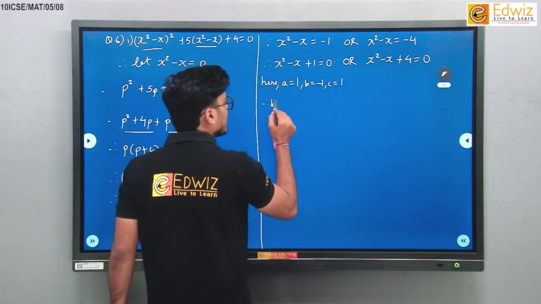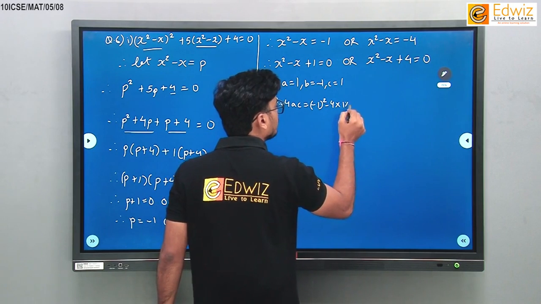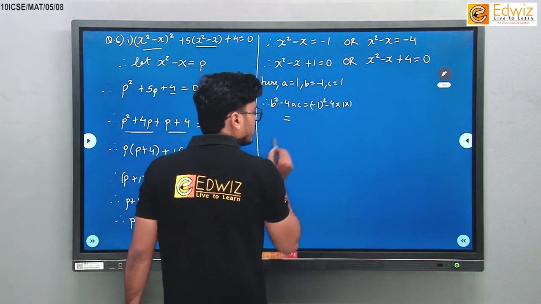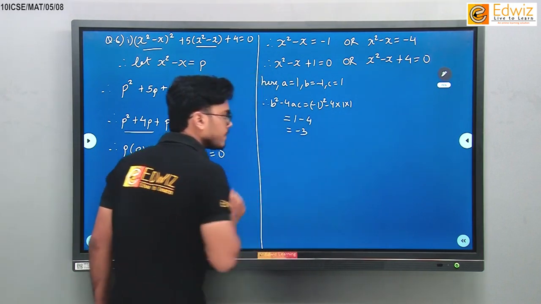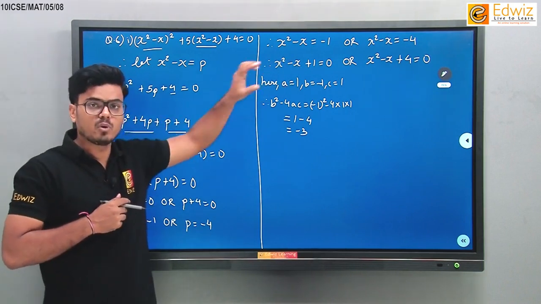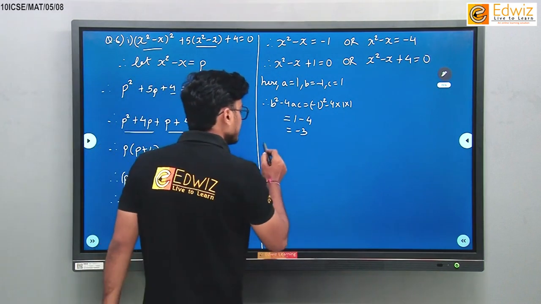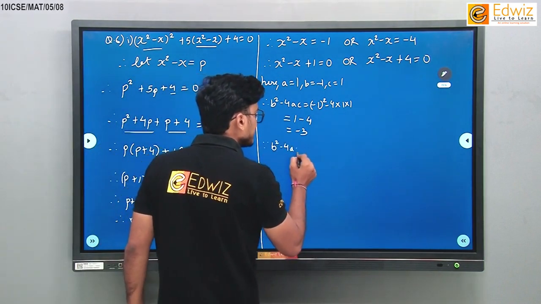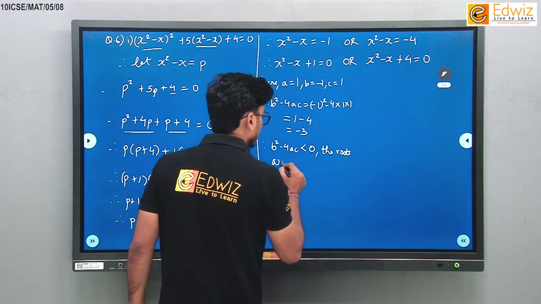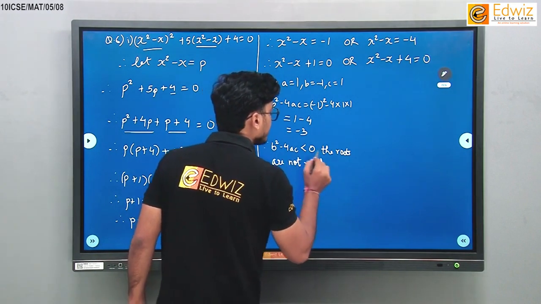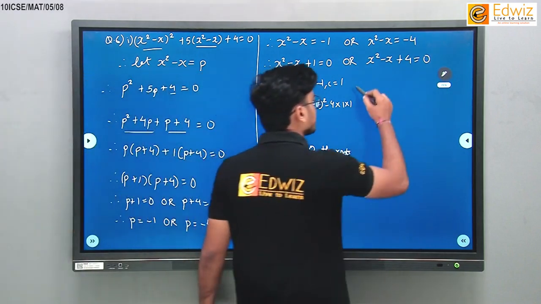Okay, so what will be b square minus 4ac? Minus 1 square minus 4 into 1 into 1. Correct? But if you calculate this, minus 1 square is 1, minus 4, you are getting minus 3. So this equation will have no real roots because the value of b square minus 4ac is less than 0. Since b square minus 4ac is less than 0, the roots are not real. Okay, so we cannot solve this equation. We'll leave it here. Now let us look at the second equation.